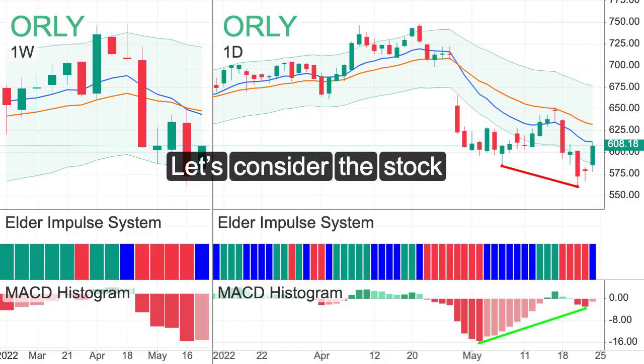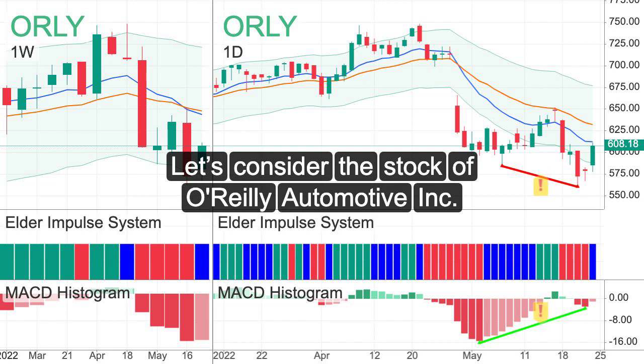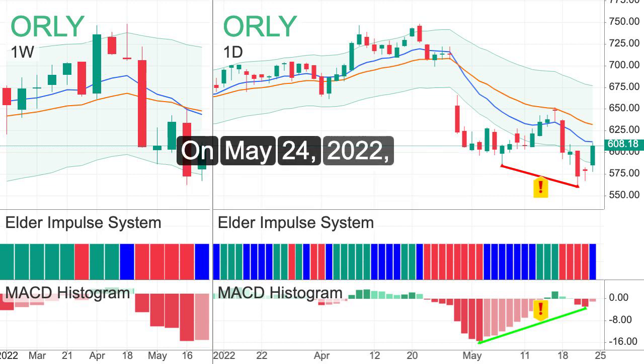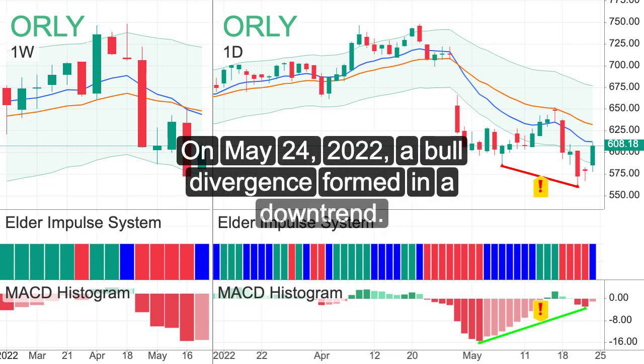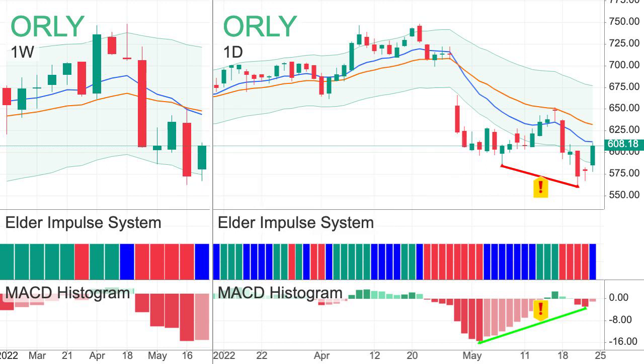Let's consider the stock of O'Reilly Automotive Inc. On May 24, 2022, a bull divergence formed in a downtrend. This is a strong buy signal. There is a first light bar on the histogram. Are you ready to submit a buy order?